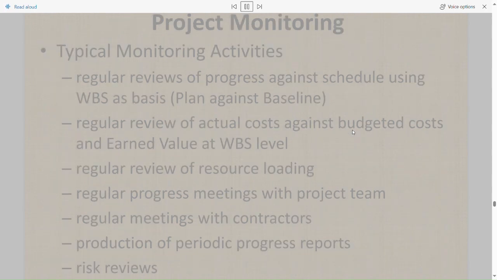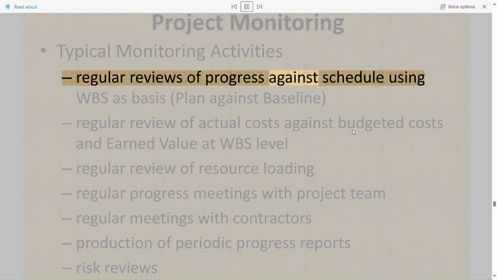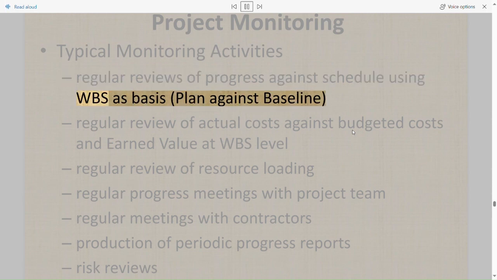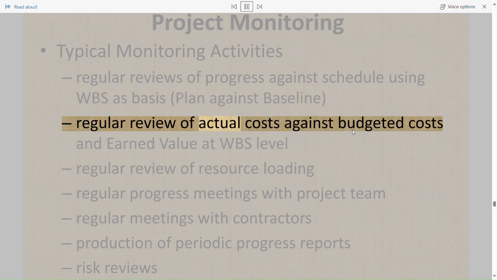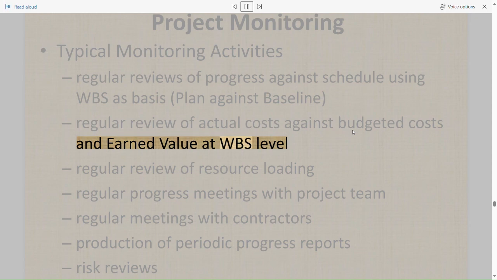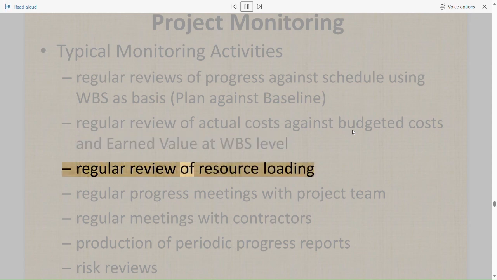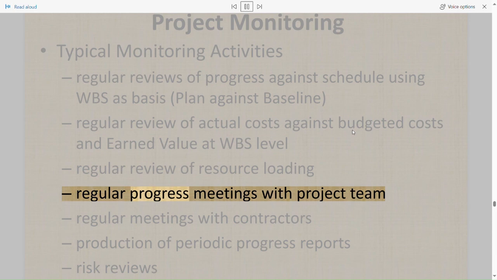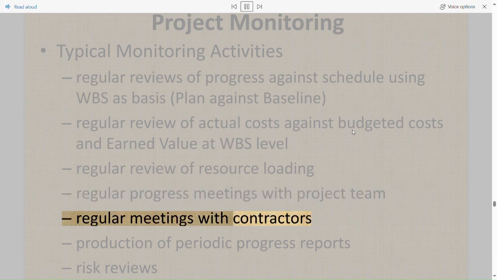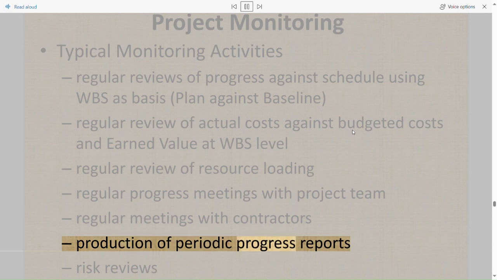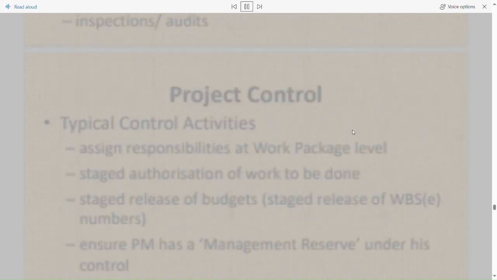Project monitoring. Typical monitoring activities: regular reviews of progress against schedule using WBS as basis, plan against baseline, regular review of actual costs against budgeted costs and earned value at WBS level, regular review of resource loading, regular progress meetings with project team, regular meetings with contractors, production of periodic progress reports, risk reviews, inspections, audits.